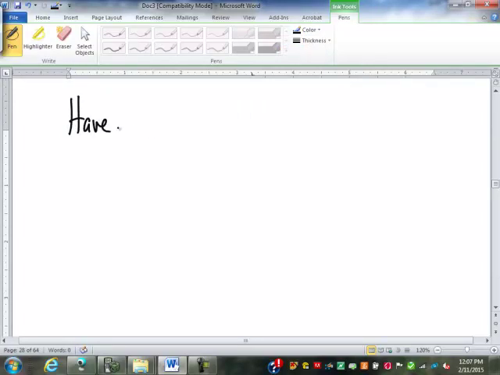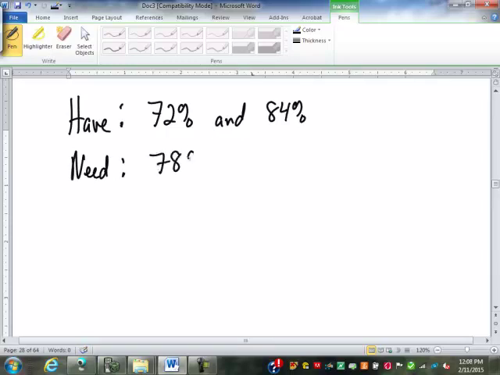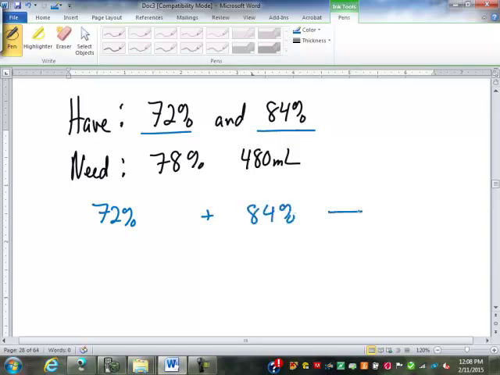So here we have 72% and 84% solutions. Let's say we need 78% solution. And we're going to need 480 milliliters of it. So I want to know how much of each of the 72 and 84%. So we're going to combine 72% with 84% to get to a 78%.